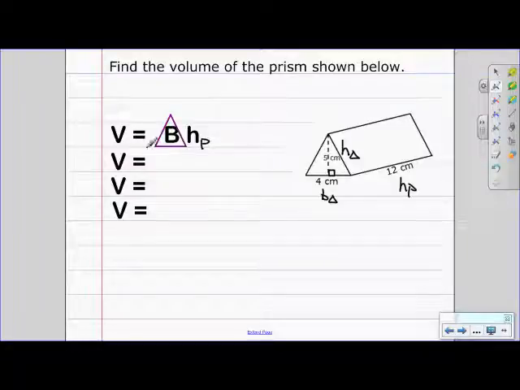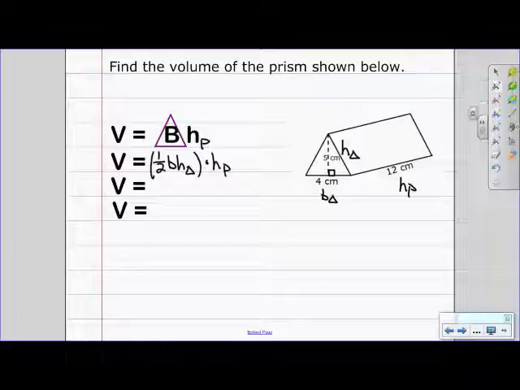So now I need to replace big B with its appropriate formula. So the formula for the area of a triangle is 1/2 the base and height. And again, that base and height is on the triangle. And I'm going to put this in parentheses to keep it separate. And then that would be times the height of the prism.